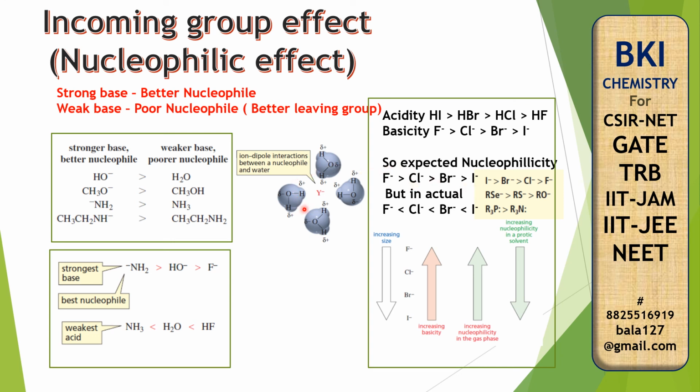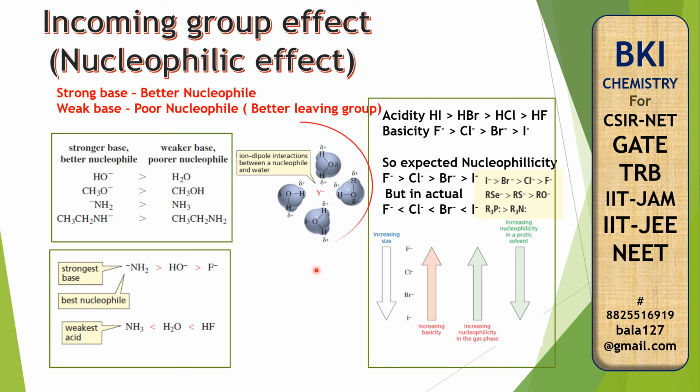So if you don't have any solvent system, like in a gas-phase atmosphere, F minus will behave as a better nucleophile and I minus will behave as a poor nucleophile. But unfortunately, we do all SN reactions in a solvent system. Therefore, small anions will be surrounded tightly by the solvent, so the negative charge cannot be exposed to attack the electrophilic center. That is why small anions behave as poor nucleophiles and bigger anions behave as better nucleophiles. So in this way, iodide behaves as a better nucleophile and F minus behaves as a poor nucleophile.